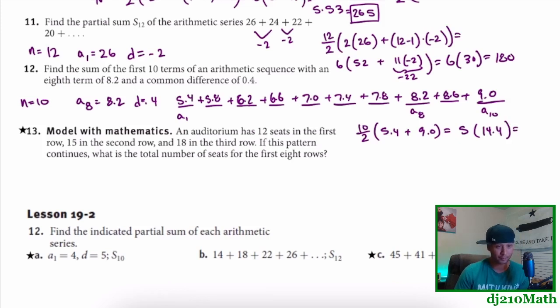Okay, multiply this up. 5 times 4 is 20. Carry the 2. Again, 20 plus 2. Carry the 2. 5, 6, 7. So 72, if you add up from a sub 1 to a sub 10.